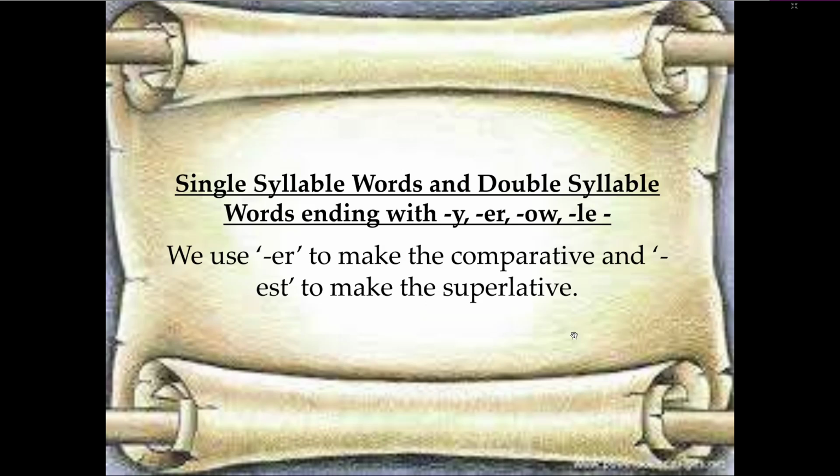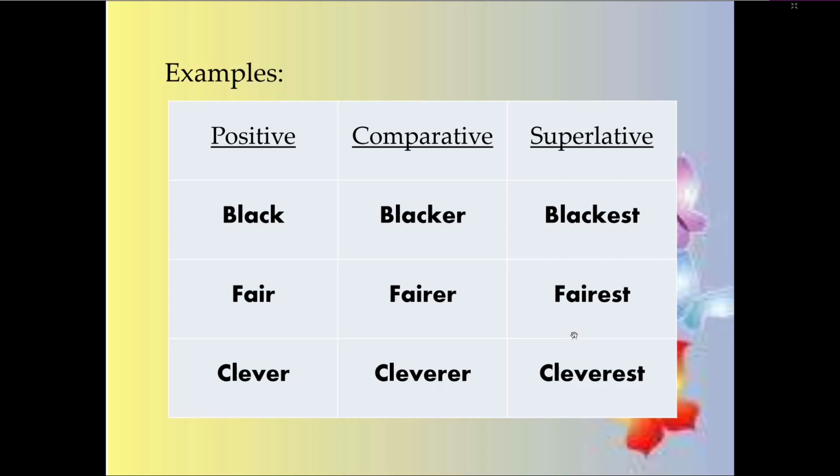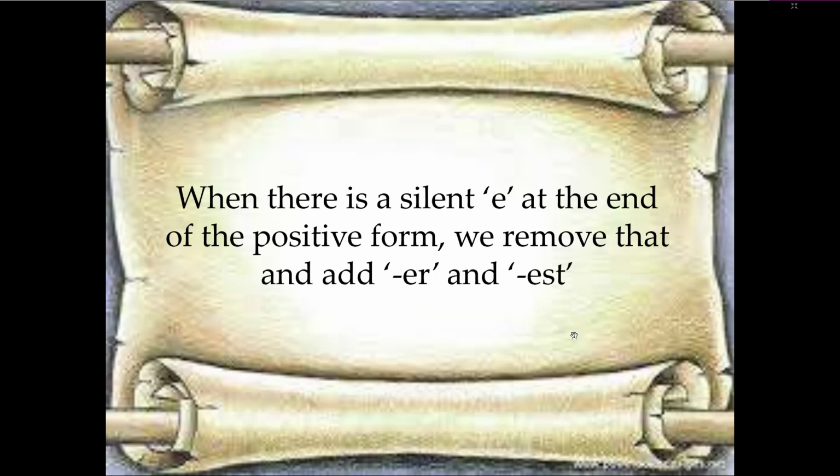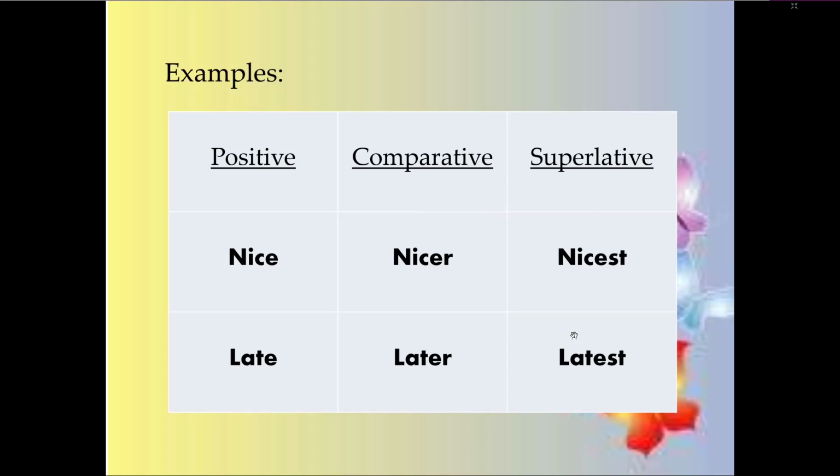Single syllable words and double syllable words ending with y, er, ow, le: we use er to make the comparative and est to make the superlative. For example, black, blacker, blackest; fair, fairer, fairest; clever, cleverer, cleverest. When there is a silent e at the end of the positive form, we remove that and add er and est. See, nice. It ends with an e that is silent. So nice, nicer, nicest; late, later, latest.